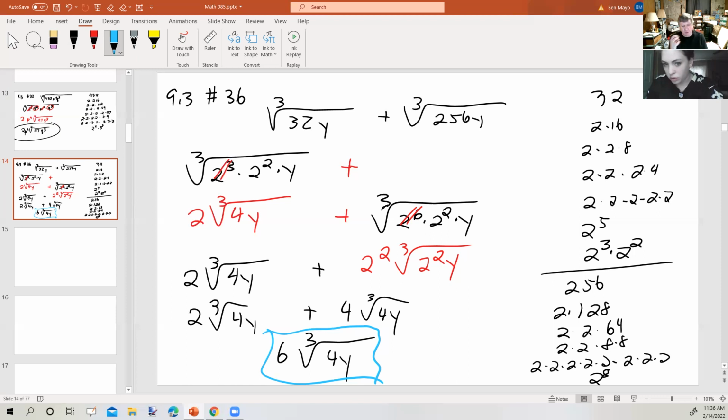So again, we're taking the radicand, the stuff inside, and breaking it down into powers that are either equal to the index or multiples of the index, and then anything less than the index are left inside.